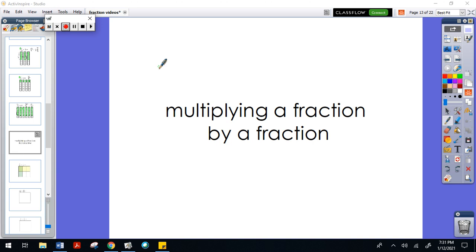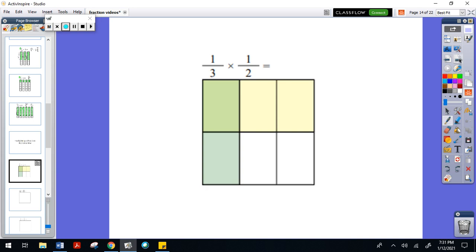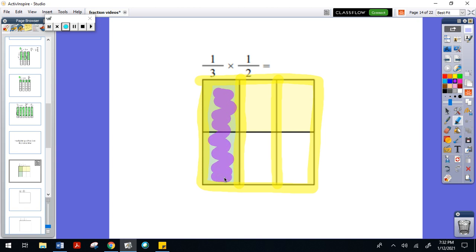In this video, we're going to be looking at multiplying a fraction by a fraction. So if we look at this example here, the two fractions that we have are 1/3 times 1/2. Now, when we look at this, what we can tell is that if we think about this as the original shape, we can see that they partitioned it into thirds. And then they colored in 1/3 by coloring this part.